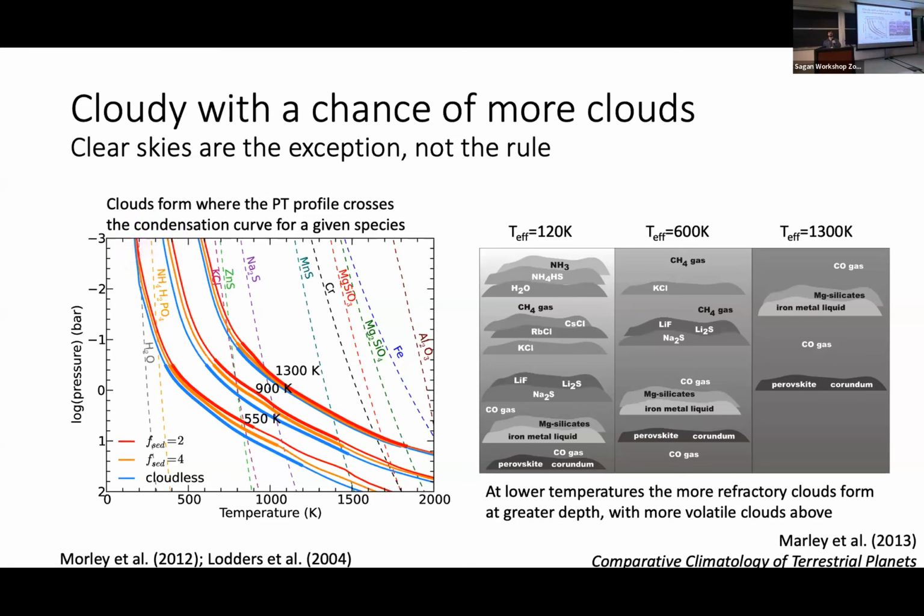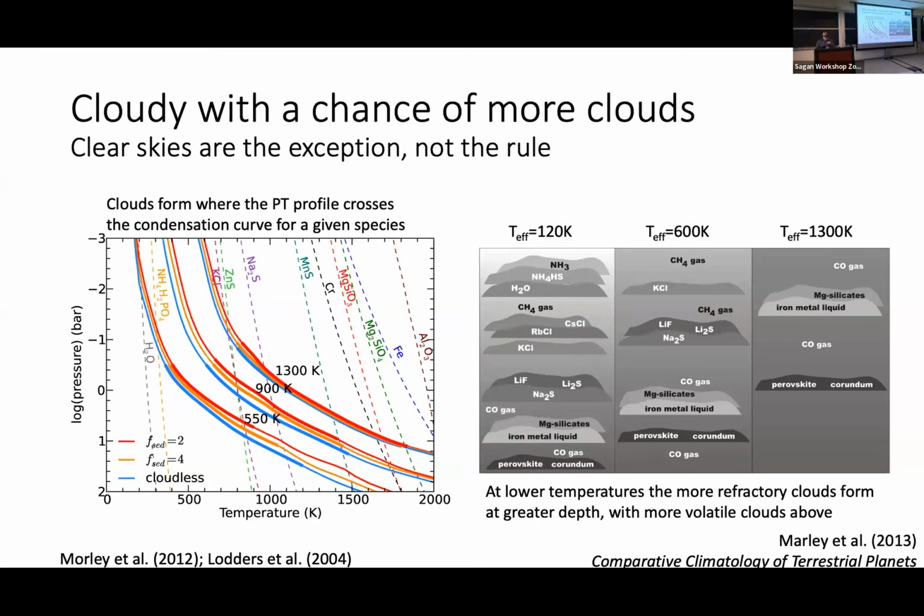For the more volatile species, water and other species will stay in gas phase, and instead we end up with more refractory clouds, these exotic clouds that we just don't have a reference for in the solar system, but we see are ubiquitous in brown dwarfs and giant planet atmospheres. So you end up with this picture of kind of layered clouds, depending on the temperatures of the planet, and of course, its gases that are present there and what can form clouds.